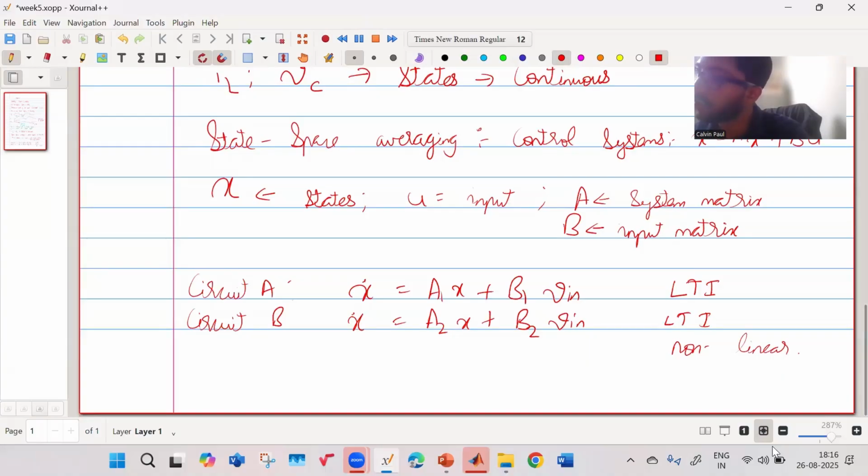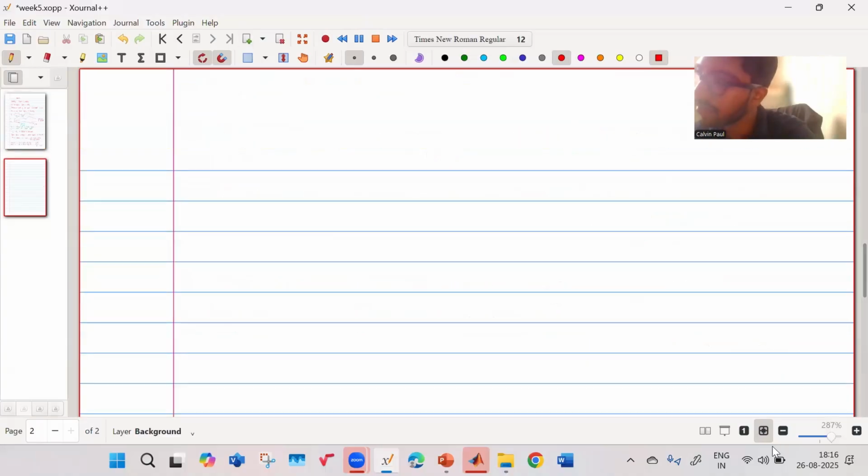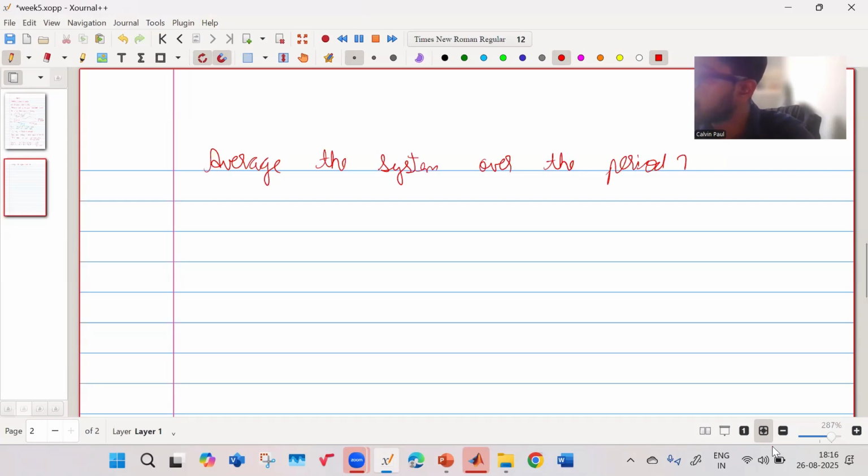So in circuit averaging, what we do is we average the system over the time period. And then after that, we can give a perturbation, and we'll do perturbation and linearization, etc. Okay. This is done.